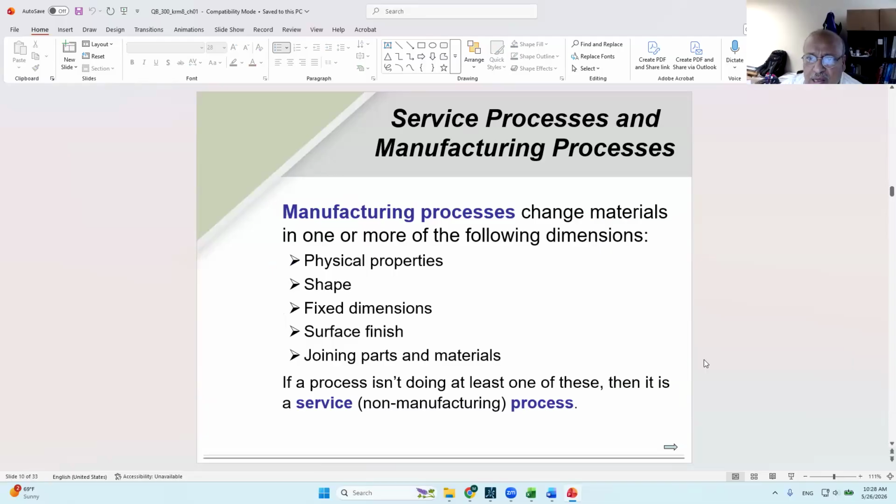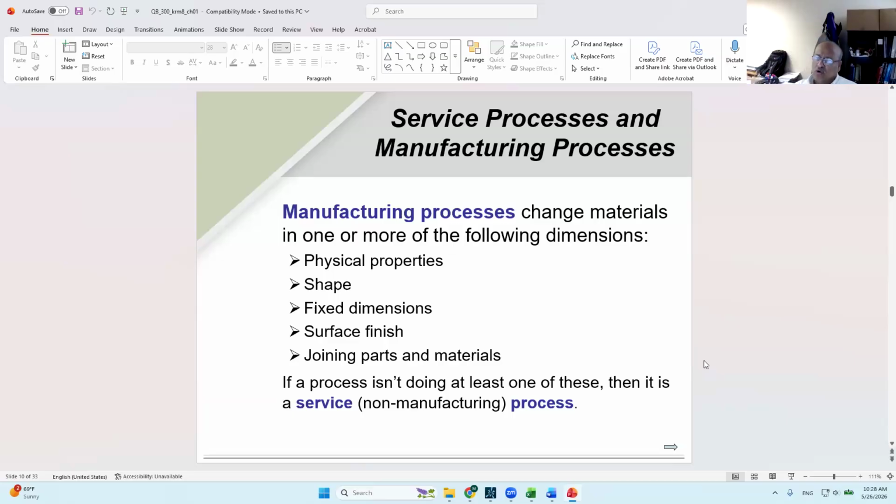Manufacturing process: between input and output, they are changing the material from input to output. The physical properties are changed, shape is changed, dimension and other things are changed.